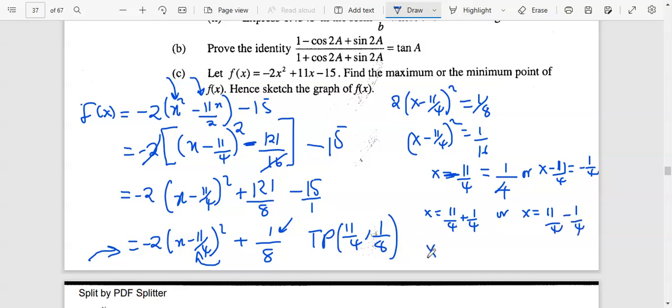So if we do the mathematics here, x is going to give us 11 plus 1 over 4, that would be 12 over 4, which is a 3. Or x is going to give us 11 minus 1 is 10. 10 over 4 is the same as 5 over 2. So these are the x values, this is the x-intercept. So right here, the turning point is at 11 over 4, comma 1 over 8. And then the x-intercepts are those. For the y-intercept, you just get this constant. Y-intercept is negative 15.